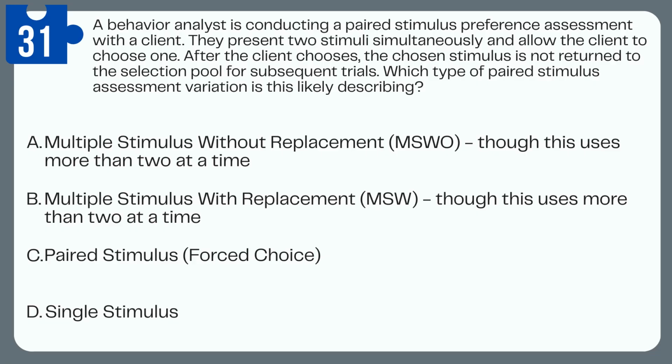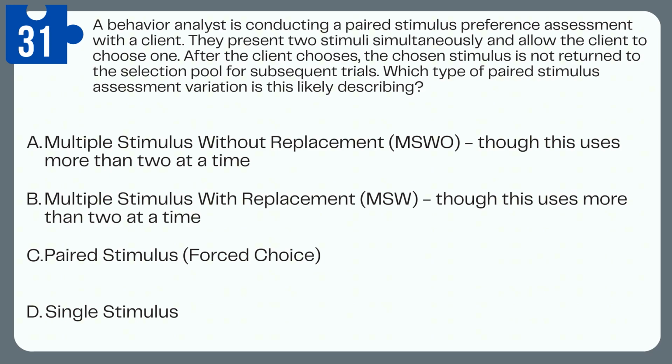Question 31. A behavior analyst is conducting a paired stimulus preference assessment with a client. They present two stimuli simultaneously and allow the client to choose one. After the client chooses, the chosen stimulus is not returned to the selection pool for subsequent trials. Which type of paired stimulus assessment variation is this likely describing?